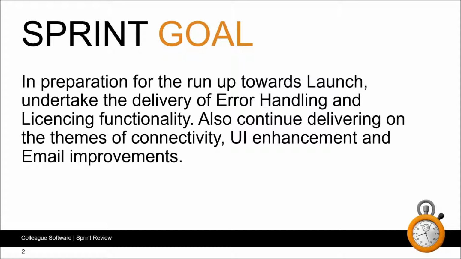Starting with the sprint goal, and in the run-up to launch, in this sprint we undertook the delivery of error handling and licensing functionality within Colleague 7. We also continued to deliver on themes of connectivity, UI enhancement and email-related improvements.